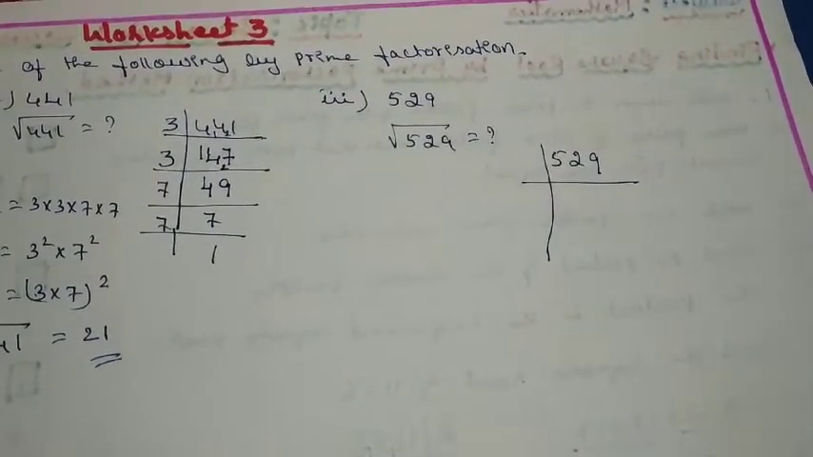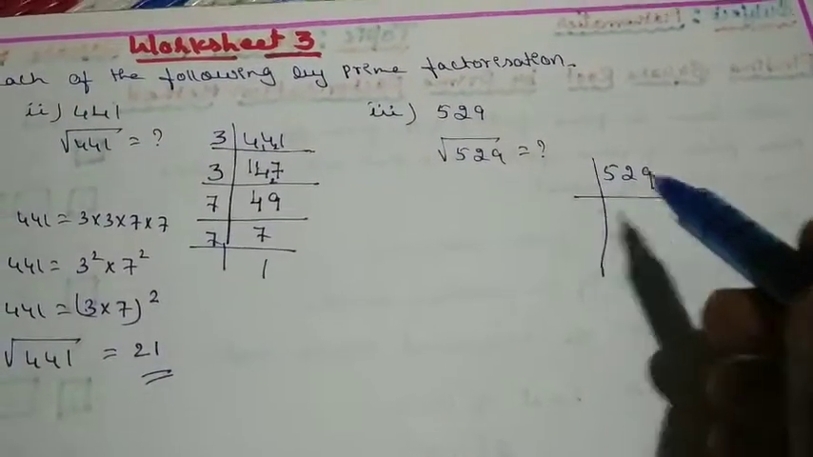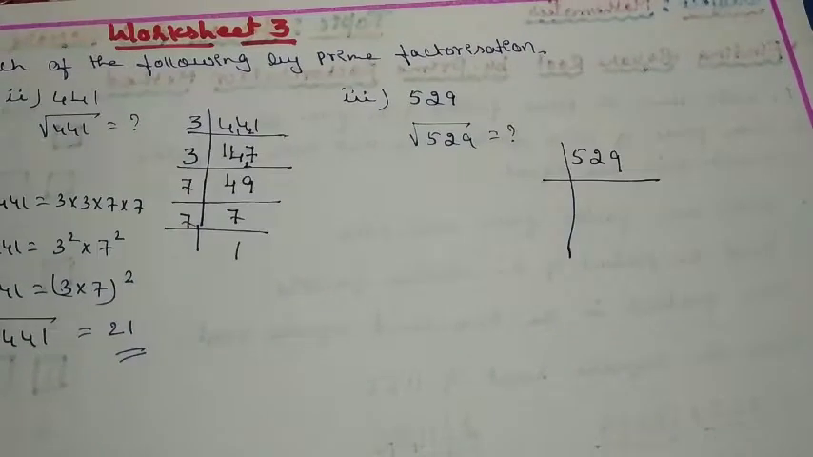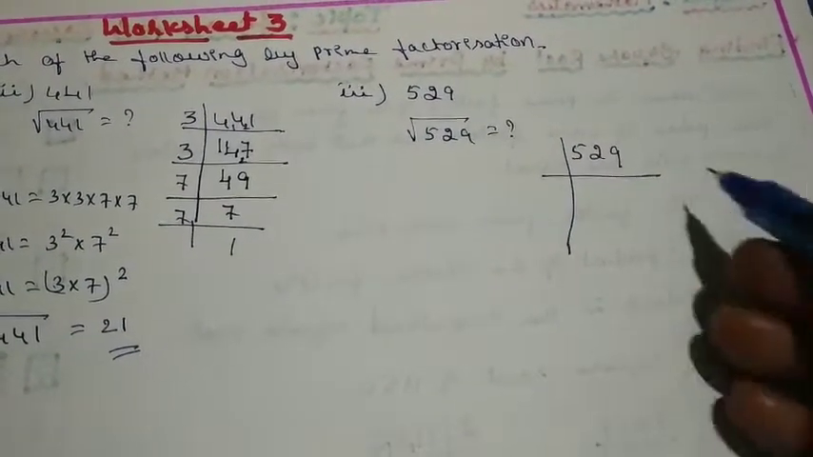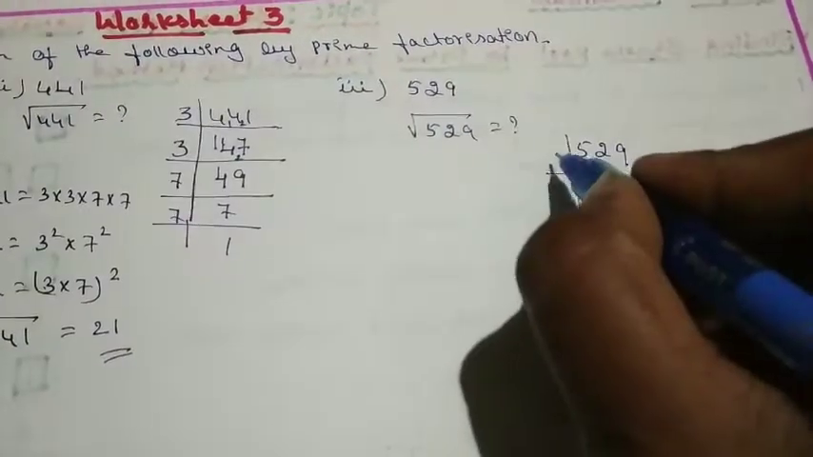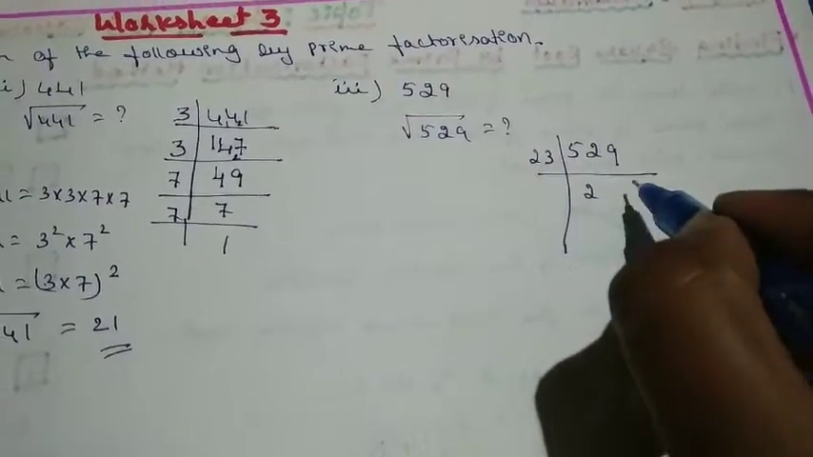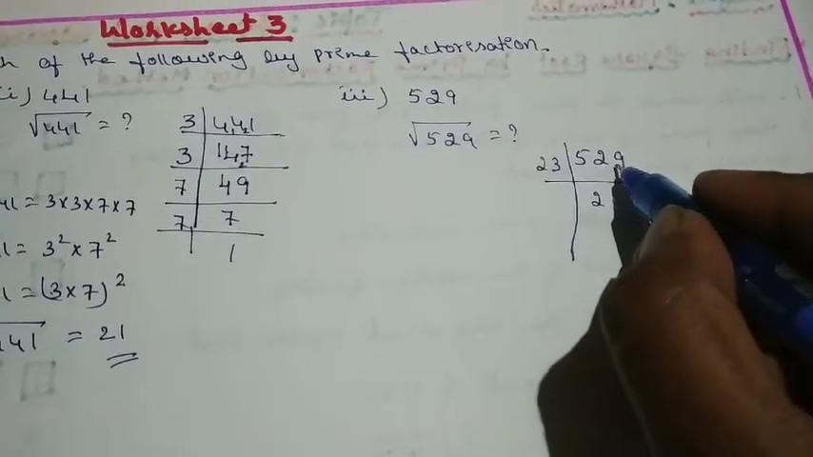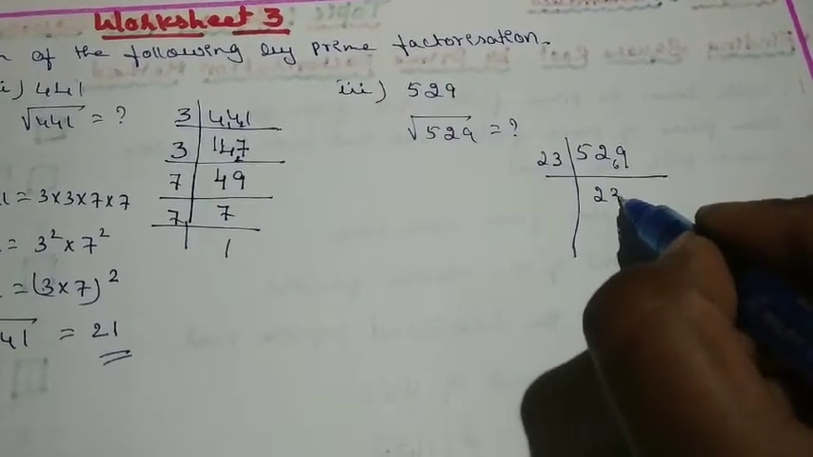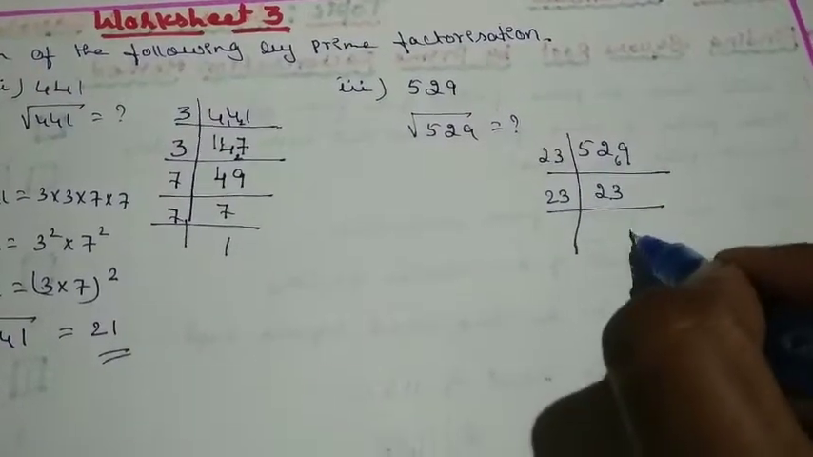So 13 is not a factor. Next prime number is 17. As we know, 17 square is 289, so it doesn't come. Next is 19. 19 square is 361. It doesn't come. Next 23. If I go with 23, 23 2s are 46, in the sense that 6 is remaining. Then 23 3s are 69. Then 23 1s are 23.